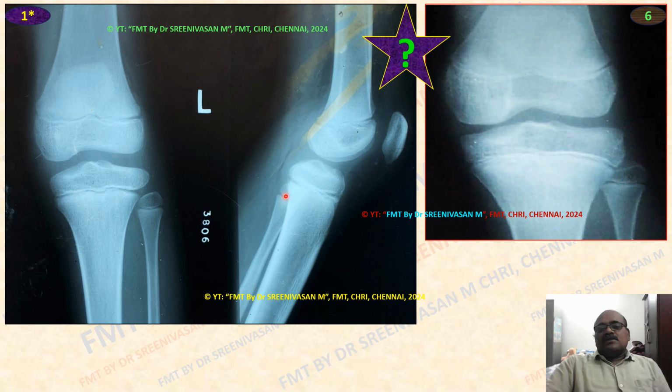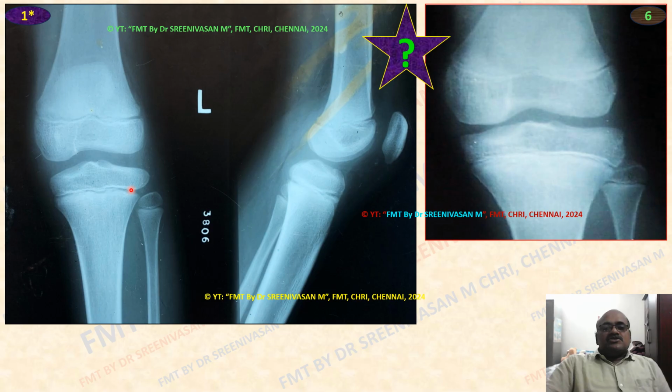Here also you can see the upper end of fibula appearance and non-fusion. In this X-ray also you can see upper end of fibula appeared not fused. Lower end of femur, upper end of tibia, and in all the X-rays you can see they appeared not fused, right?